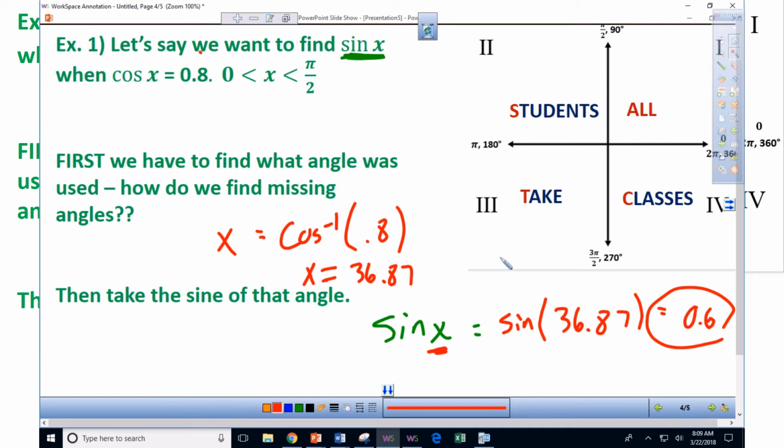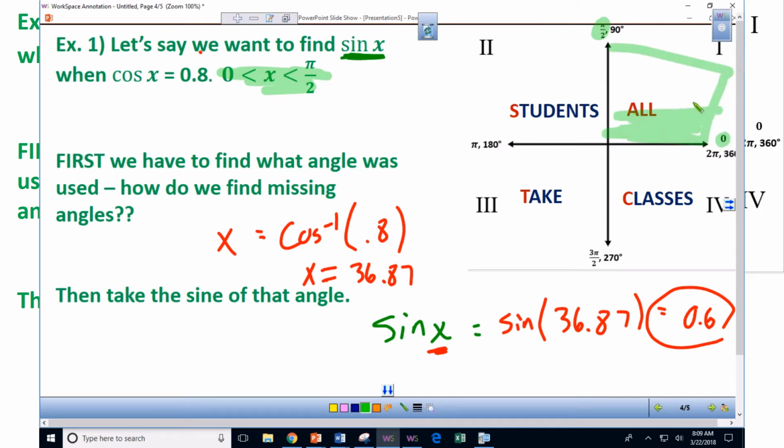0.6, around that. And then this last part, from 0 to pi over 2, that just tells me what quadrant I'm in. So from 0 to pi over 2 would be this quadrant right here, the all quadrant. All meaning all of my trig functions are positive. So I'm saying sine is equal to a positive number. I'm okay, it doesn't affect anything. Well, the next one's going to affect something.